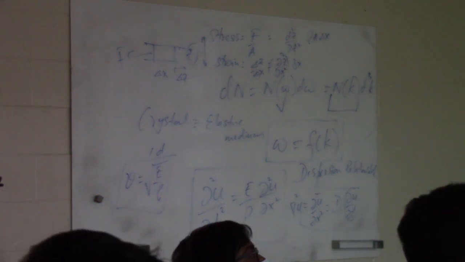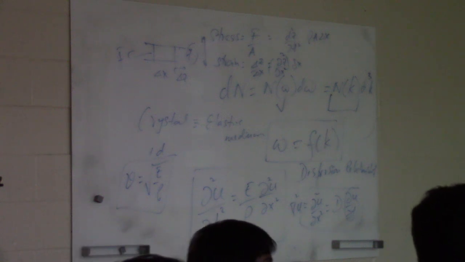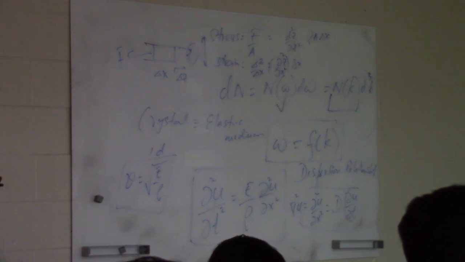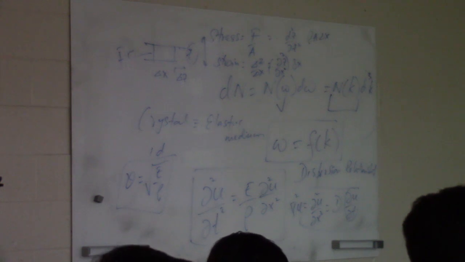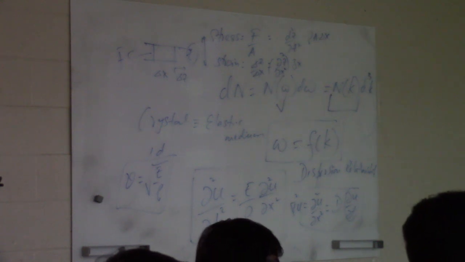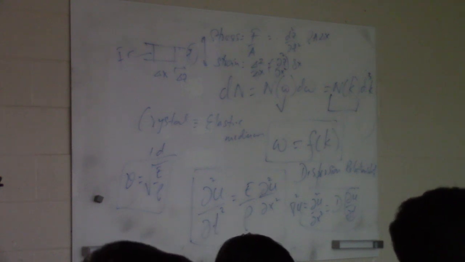So now if I assume my material to be an elastic continuum, I simply define the group velocity by omega equals k times the group velocity. Sometimes we call it Vg. Please remember that one: v is the group velocity.